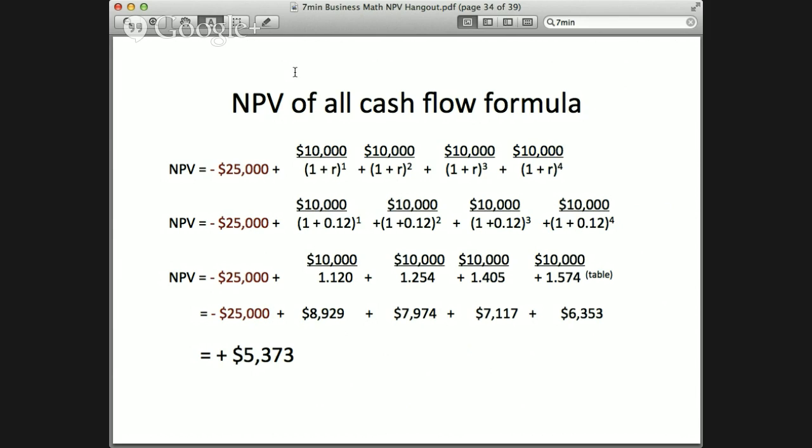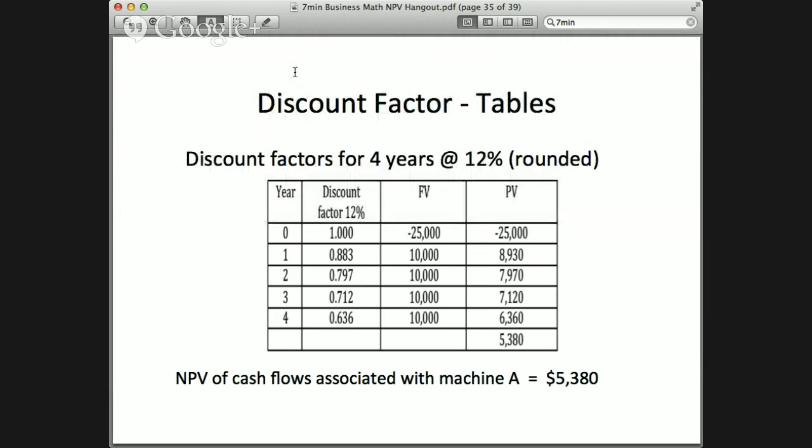What that calculates out as, if you use your calculator, is minus 25,000 for our initial outlay, plus year 1, 8,929, year 2, 7,974, year 3, 7,117, and year 4, 6,353. That means we have a net present value today of $5,373. We're in front. So there it is again, a little snapshot of what we've just covered, and this is for machine A.